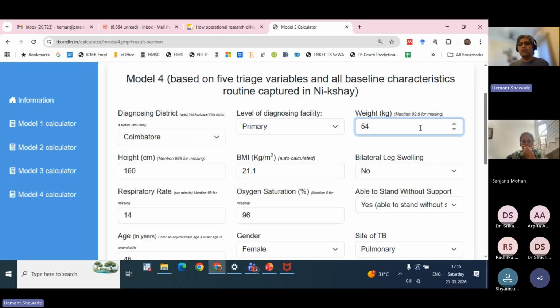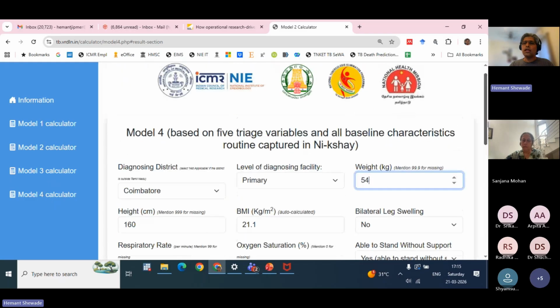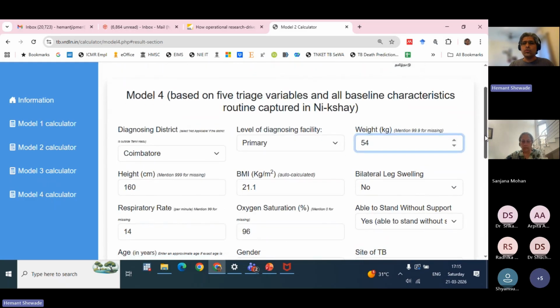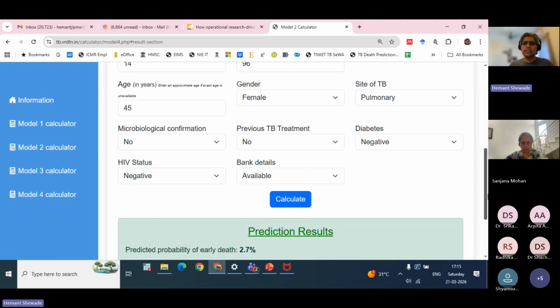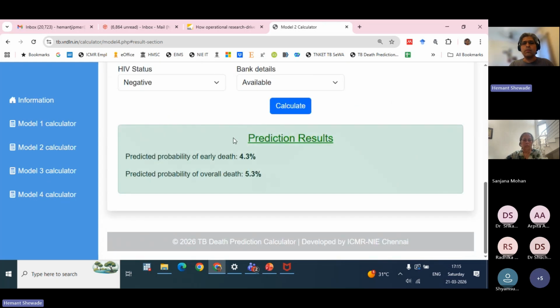Now, let us use the example of BMI. Please remember the predicted probability of death that this tool is providing: around 2.7 for early and 3.1 for overall. Let us change the BMI to severe undernutrition. Let me change the weight to 40, so a BMI of 15.6. It is less than 16, so it becomes severe undernutrition, but not very severe. You see the predicted probability increases to 4.3 for early and 5.3 for overall death.